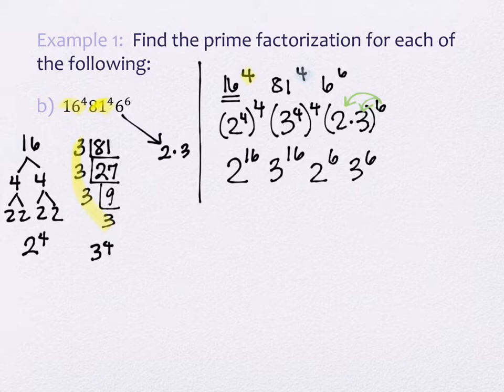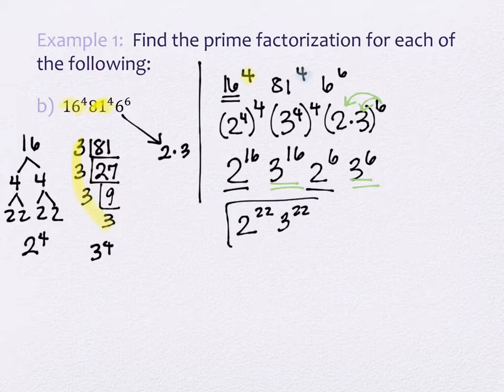Is everybody good with that? Yeah, and then there's some bases that match, right? So this base and this base are both 2s. So I have 2 to the 16th and I have 2 to the 6th. And Valerie just told me I can add those exponents. Does that sound good to everybody? Okay. So I have 2 to the 22nd. And then I can do the same thing to the 3s. I have 3 to the 16th and 3 to the 6th. And if I add those exponents, I get 3 to the 22nd.